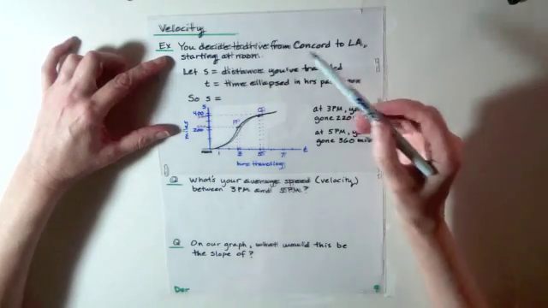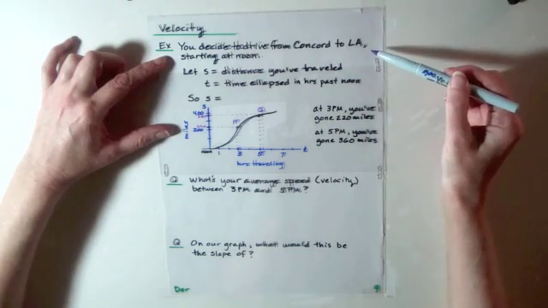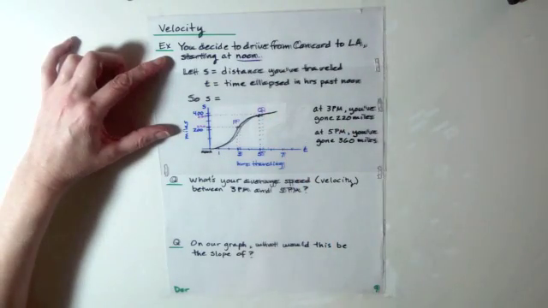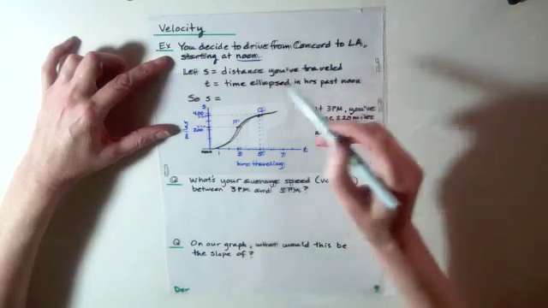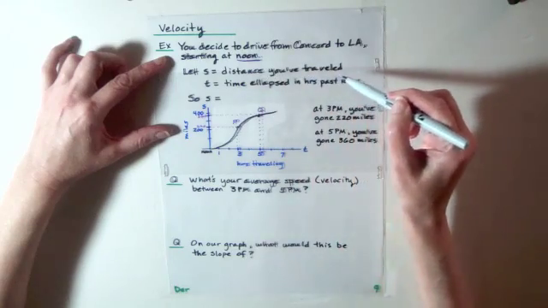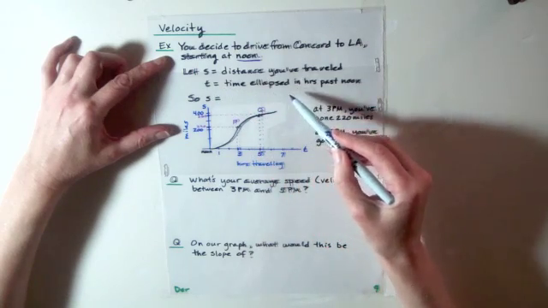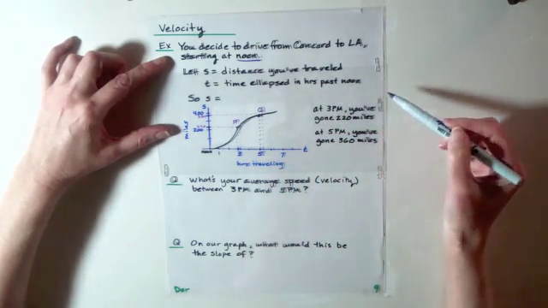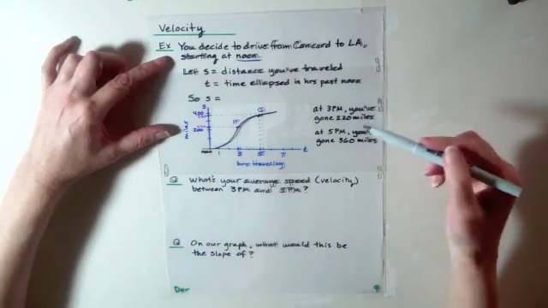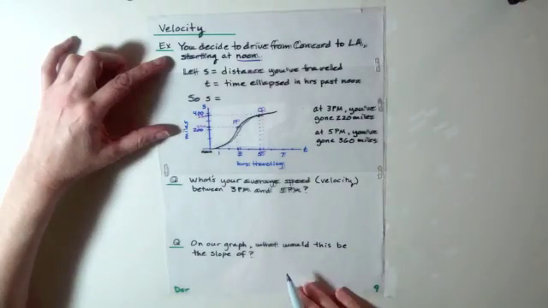Suppose we're in this situation. You decide to drive from Concord, California to LA, California, and you start out at noon. So that's the time that you depart from Concord. We're going to let S be the variable that designates the distance you've traveled after T hours. T is going to be the time elapsed in hours past noon. So you drive a certain distance S in a certain number of hours T past your starting time of noon.